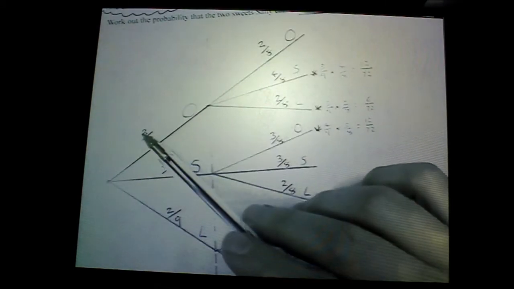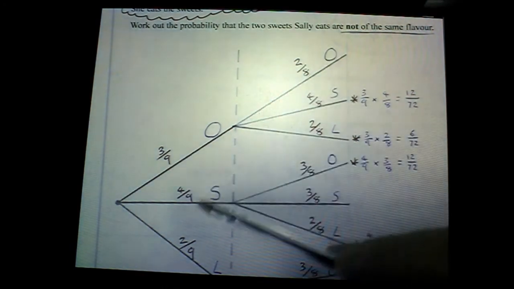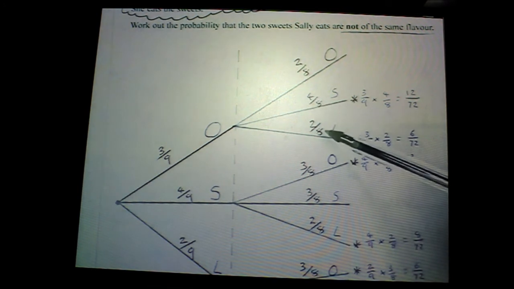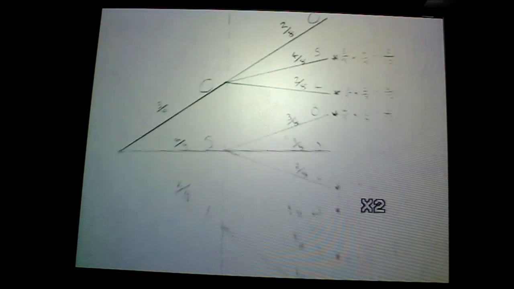So to start with, if there's 3 oranges out of 9, if she did take one of those, how many oranges would be left? Well, there'd only be 2 oranges left out of 8. If she took an orange first, how many strawberries would be left? There'd still be 4 left, like there was to start with, out of 8, and there'd still be 2 lemon ones, like she started. Now, I'll let you have a look at that so you can see what I've done. I hope that shows up all right.